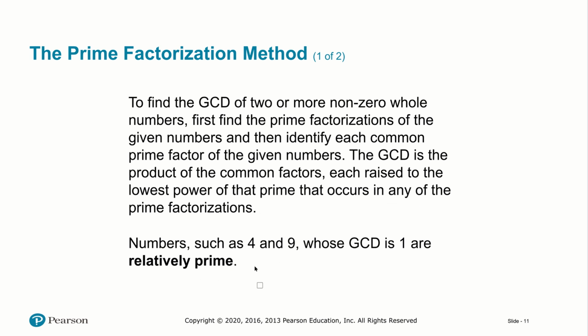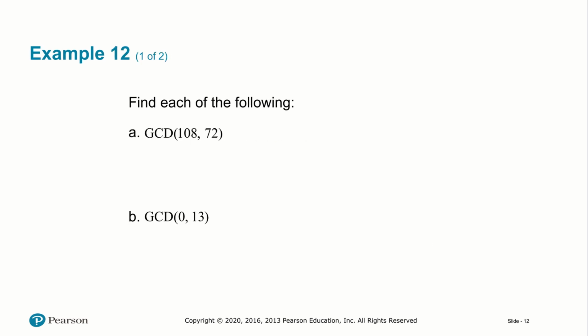And we've already talked about what relatively prime means. Numbers such as 4 and 9, whose GCD is 1, are relatively prime. Now, this is one of those scenarios where words don't do us a whole lot of good, do they? So now watch it in action and you'll see how much that makes sense. Okay, let's go ahead and find the greatest common divisor of, say, 108 and 72.